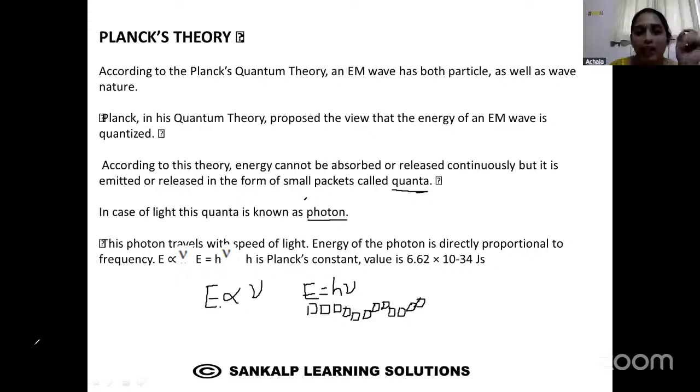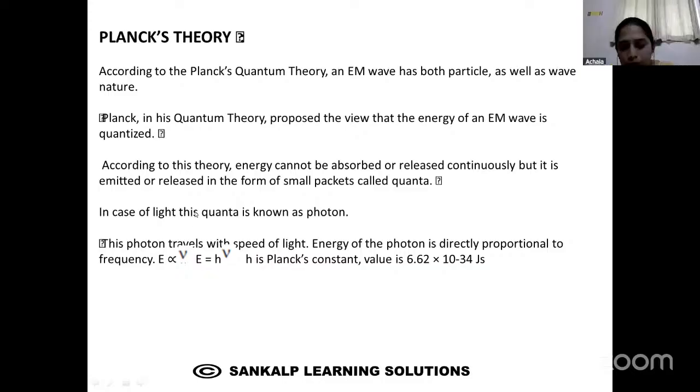So Planck's quantum theory came to exist because the scientists observed the photoelectric effect and black body radiation, which could not be explained using the electromagnetic radiation wave character of light. That is why Planck's quantum theory came to exist. So let us discuss what is photoelectric effect and what is black body radiation.